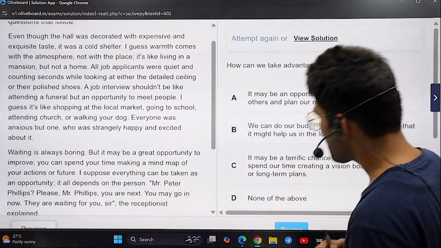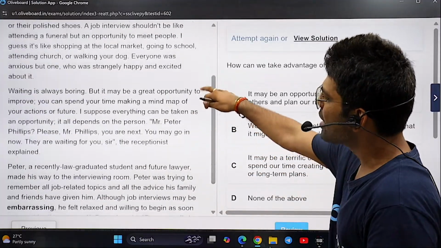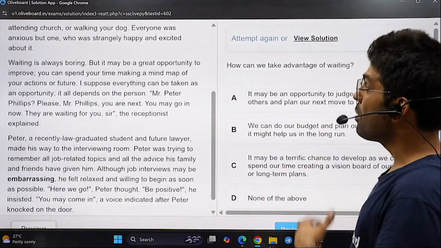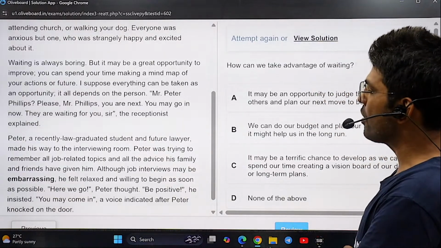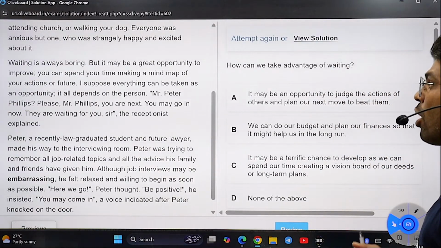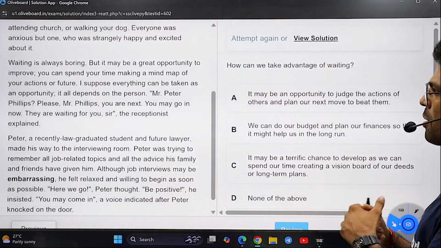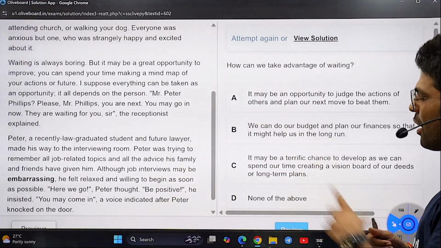Everyone was anxious, but one was strangely happy and excited about it. Waiting is always boring, but it may be a great opportunity to improve. You can spend your time making a mind map of your actions of future. Suppose everything can be taken as an opportunity. All depends upon the person. Mr. Peter Phillips, please. Mr. Phillips, you are next. You may go in now.